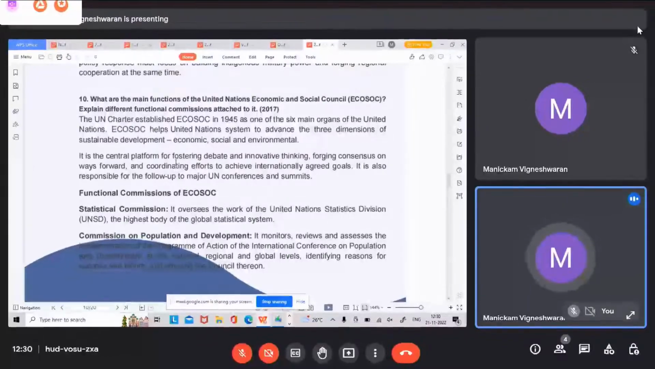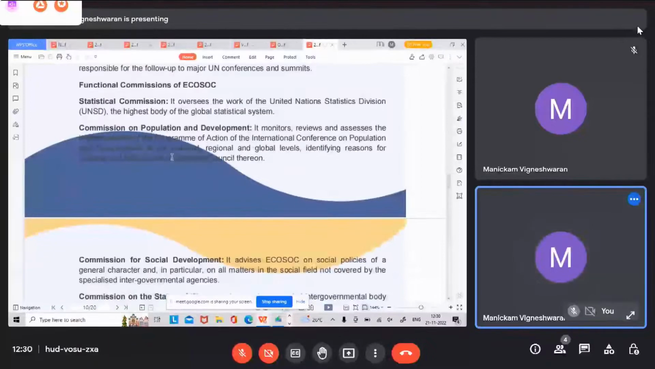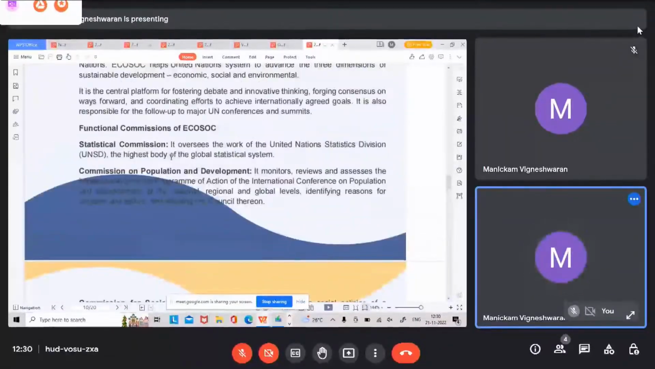What are the dimensions? Economic, social, and environmental. It is the central platform for fostering debate and innovative thinking, forging consensus on ways forward, and coordinating efforts to achieve the internationally agreed goals. It is also responsible for follow-up to major UN conferences and summits. Functions of the Economic and Social Council with the three pillars of environment, economy, and society.